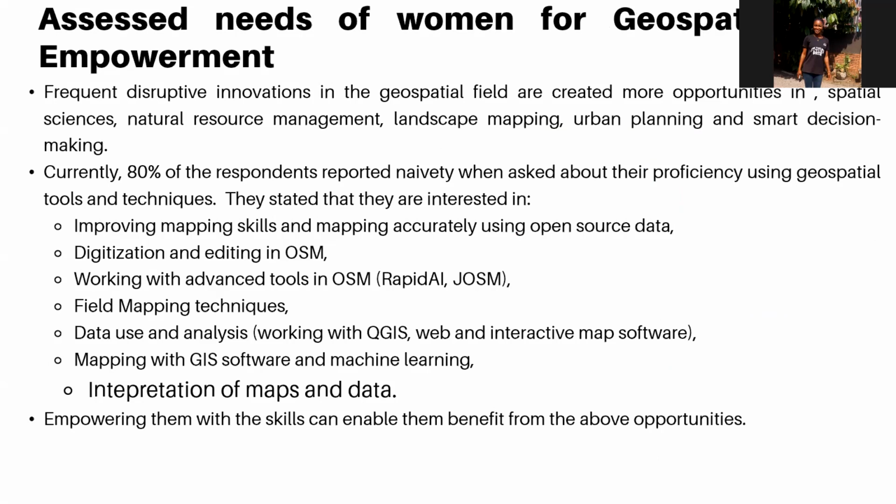Okay, access needs of women for geospatial skill empowerment. Frequent disruptive innovations in the geospatial field are creating more opportunities in spatial science, natural resource management, landscape mapping, urban planning, and smart decision making. So currently 80% of the respondents reported naivety when asked about their proficiency using geospatial tools and techniques. Meanwhile, they stated their interest in improving mapping skills and mapping accurately using open source data, digitizing and editing in OpenStreetMap, working with advanced tools in OSM using the Rapid AI and GeoSim tool, field mapping techniques, data use and analysis, working with QGIS, web and interactive map software, mapping with GIS software and machine learning. So interpretation of maps and data, empowering them with the skills can enable them benefit from the above opportunities stated. Next slide.